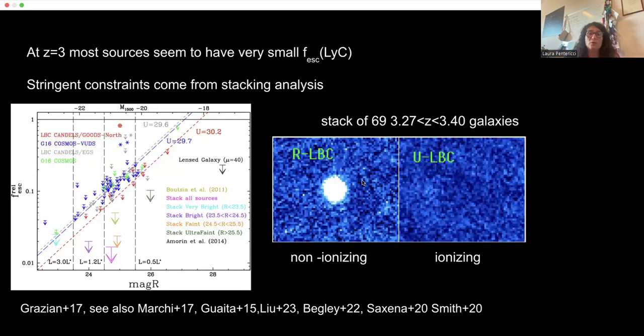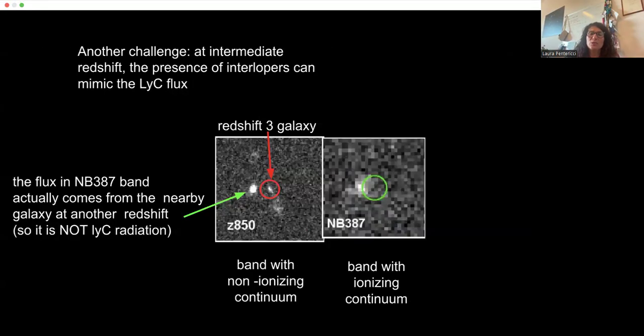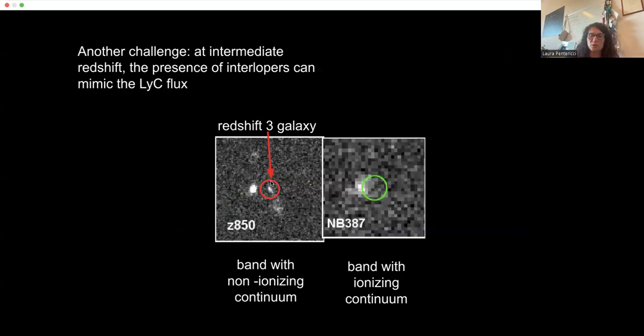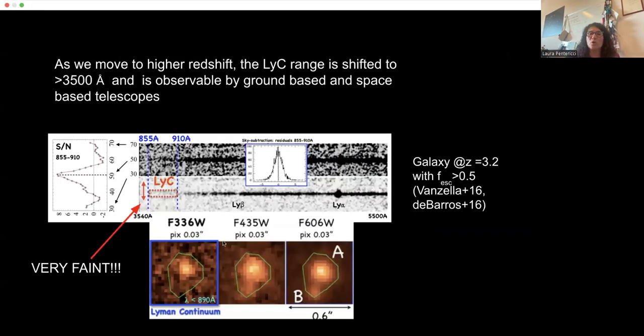And so at redshift 3, most sources seem to have very, very small escape fractions. So normally when we do this type of observations of single individual redshift 3 sources, this source here is an exception because it has a very large escape fraction, and it's also very bright. But in most cases, when we do this type of observation, we see nothing in the Lyman continuum emission. And we see nothing both because sources have very low escape fractions, and also because we are observing faint sources.